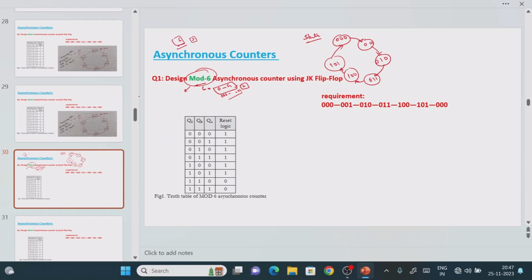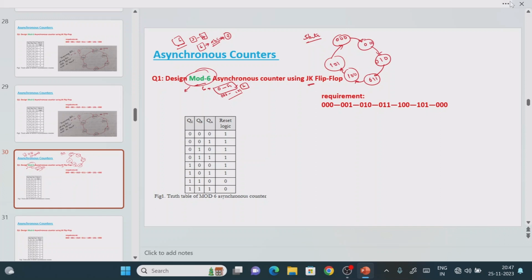If you take 2 flip-flops, then we can only get 4 counts, right? But if you want to count 6 counts, then how many bit representation do we have? 3-bit representation. So 3 bits means how many flip-flops are required? 3 flip-flops required. So which flip-flop do we need to use? We need to use the JK flip-flop operation, right? So how many flip-flops do we require? 3 flip-flops. Remember that point.